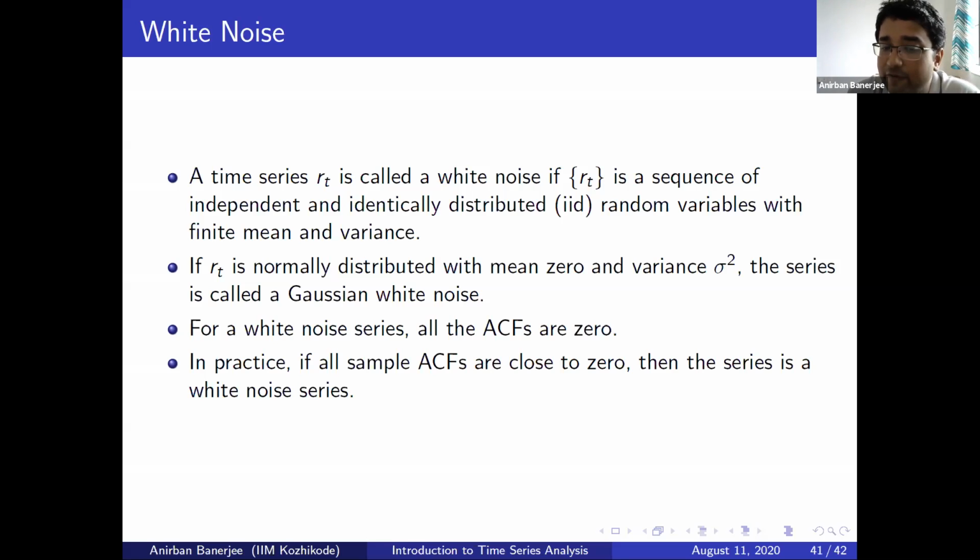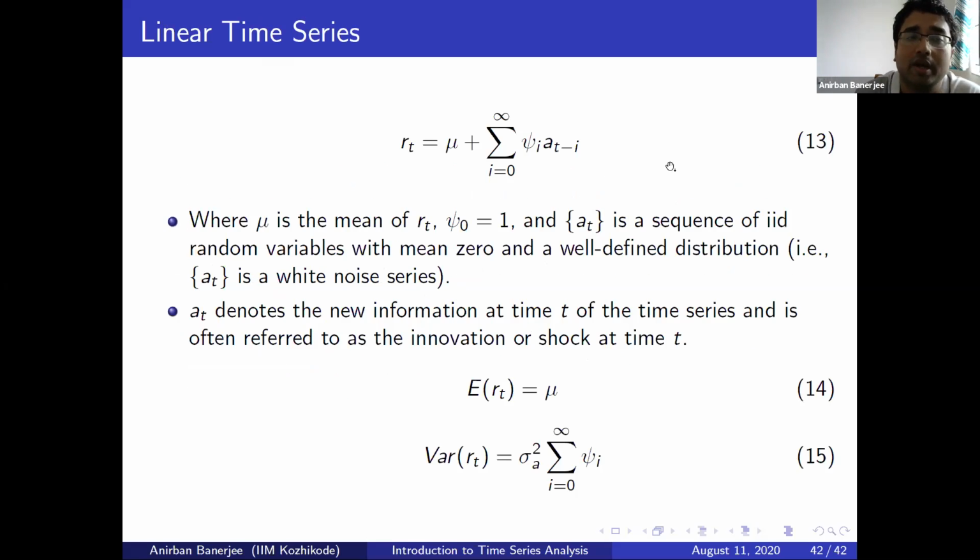In practice, if all the sample ACFs are close to 0, then this is called a white noise series. So based on our observation so far, we may say that the monthly IBM return series that we got was a white noise series. Okay, there was no serial dependence. That was a white noise series. Okay, so what next comes is linear time series.